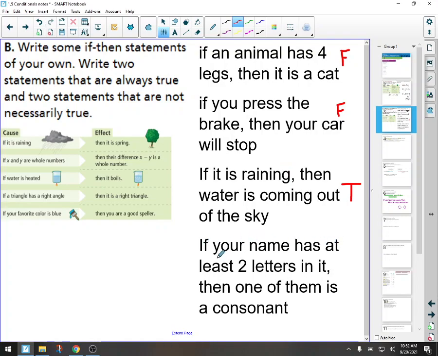And then if your name has at least two letters in it, then one of them is a consonant. So I think this is probably true, but I don't know every name ever. And maybe there's a name that's just two vowels, or like a name like Ay, and that's his name. So maybe your name only has two letters and there's no consonants in it. So I'm gonna say this is false, but it's definitely a grayer area. I'm curious to see what you came up with.